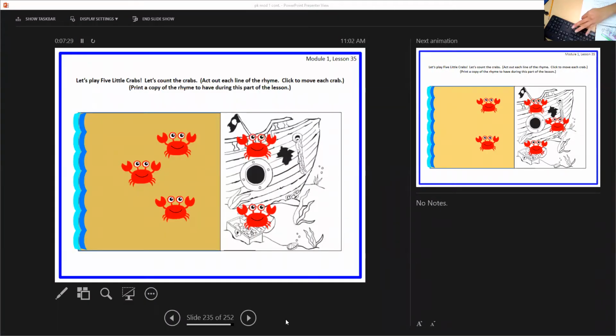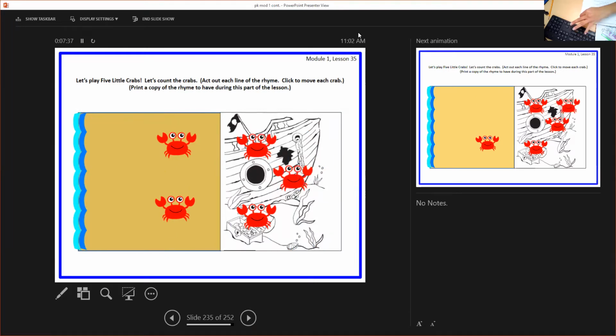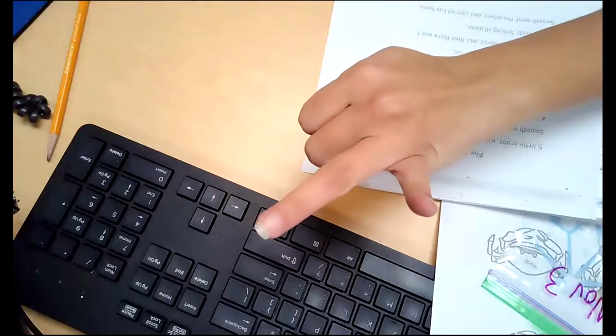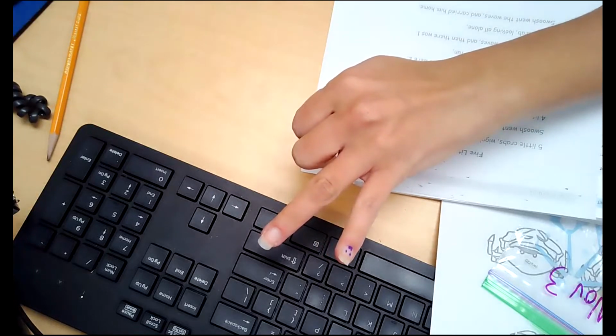3 little crabs, their legs turning blue. Swish went the waves. And then there were how many? 2. So if you're doing it with your hands, now you only have 2. Okay, going back.